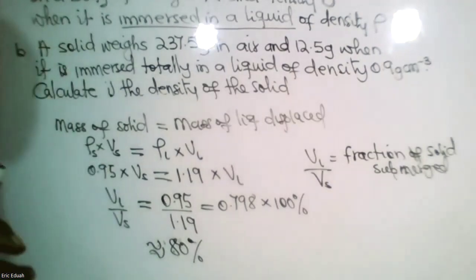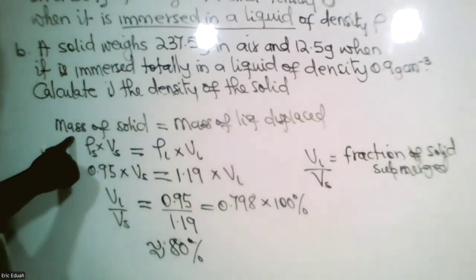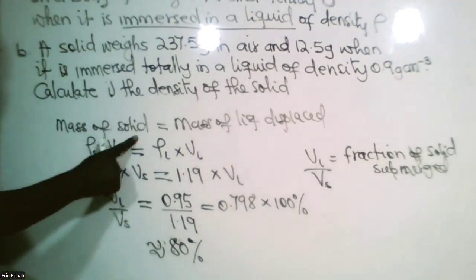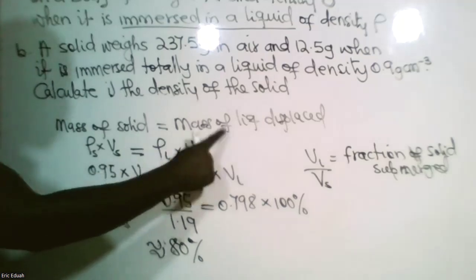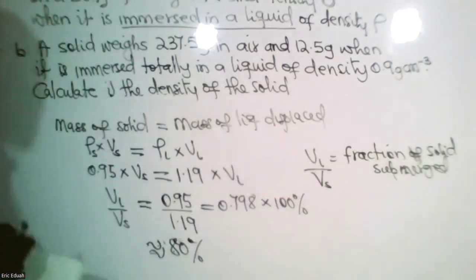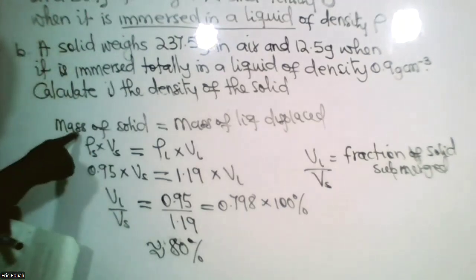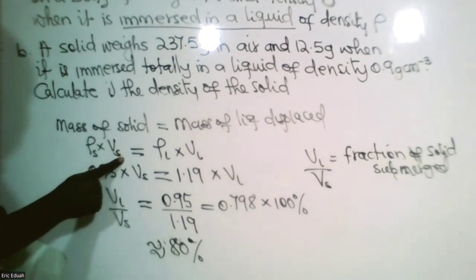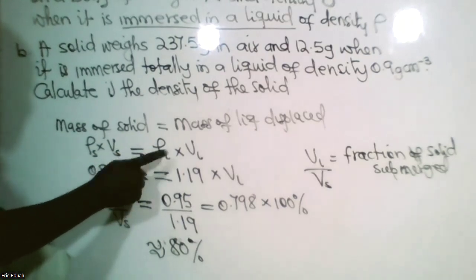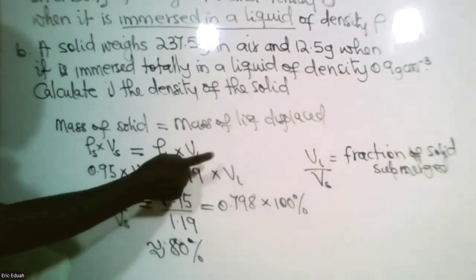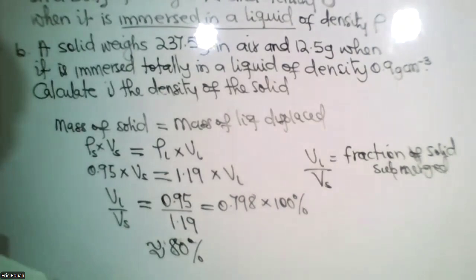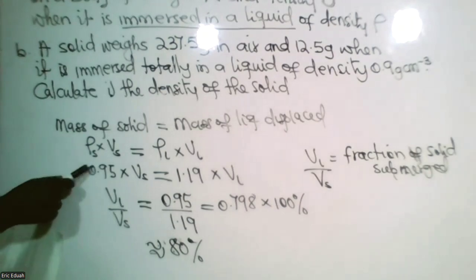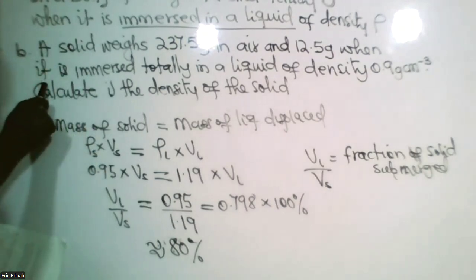Because it's about fraction submerged, it means the solid floats. So we apply the principle of flotation. Mass of solid equal to mass of liquid displaced. This is the principle of flotation. Mass of solid equals density of solid times volume of solid. This is also equal to density of liquid times volume of liquid displaced. We have earlier determined density of the solid, which is 0.95, from our first question we solved.